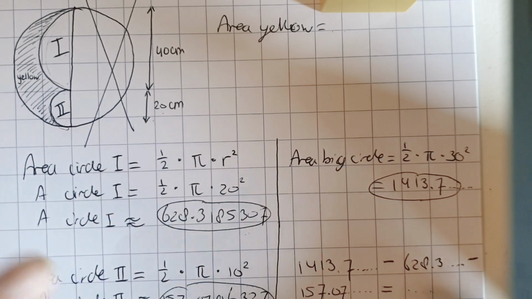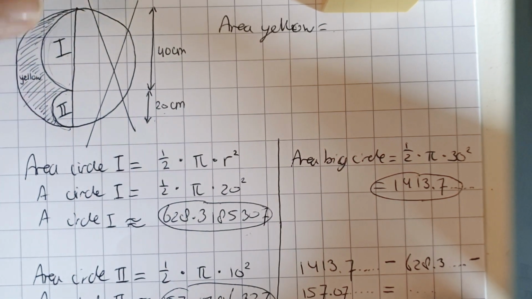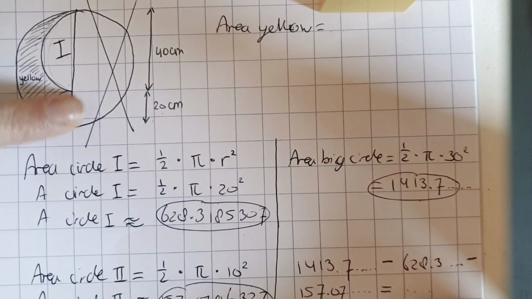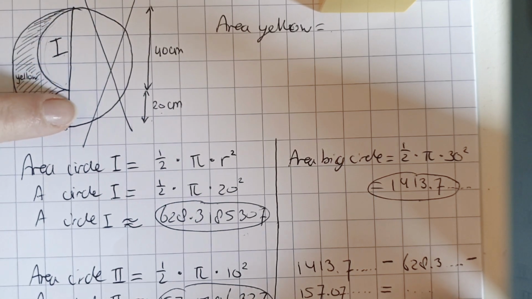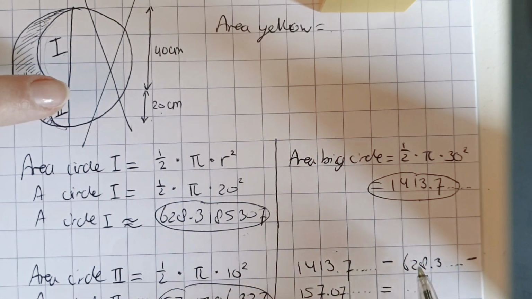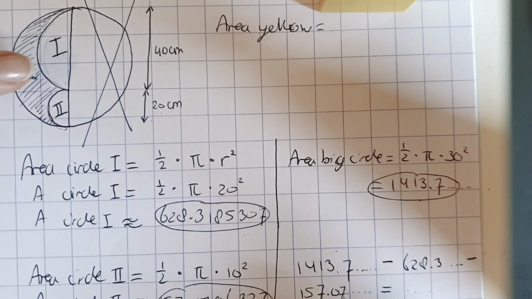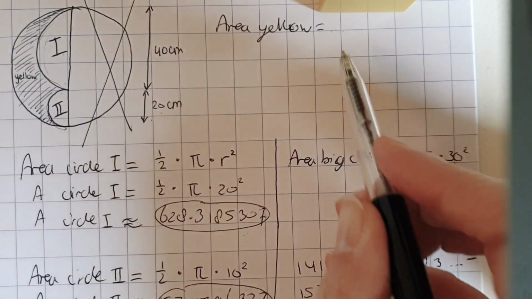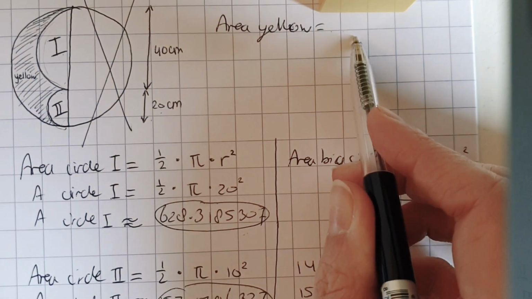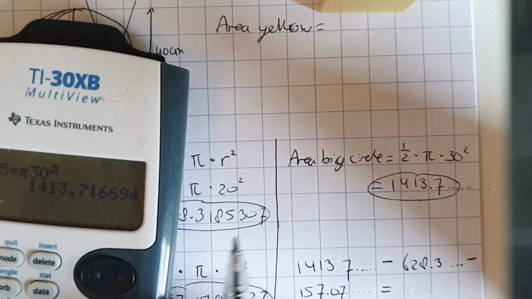And what do I have left over? The yellow part. This whole half of the circle, minus 1, minus 2. The leftover is the yellow part. And then I can finally fill it in here and do the rest of my calculation.